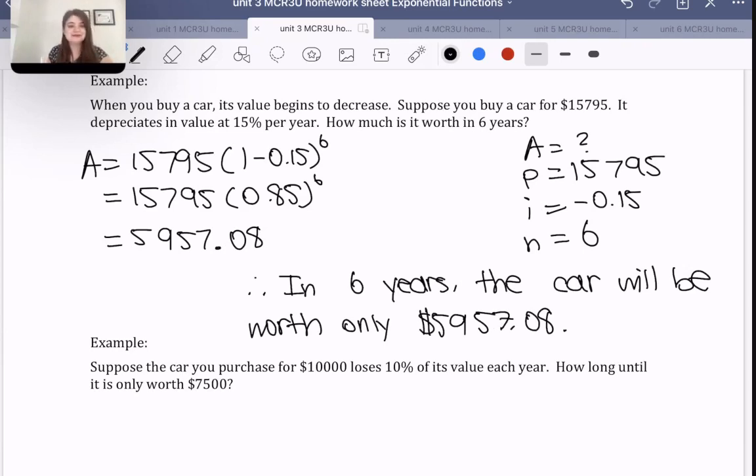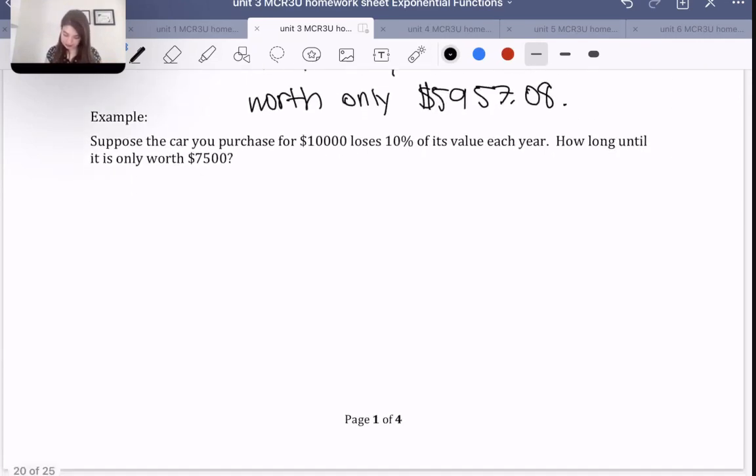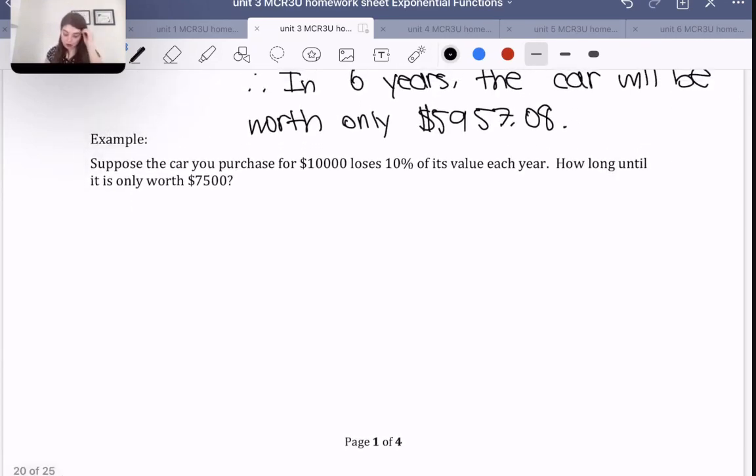Very good. Okay. The next example says, suppose the car you purchase for $10,000 loses 10% of its value each year. How long until it is only worth $7,500? Okay, and this question is exactly why we did the logarithm lesson before now. So if you're unfamiliar with logarithms, do make your way over there because this question will involve using logarithms.